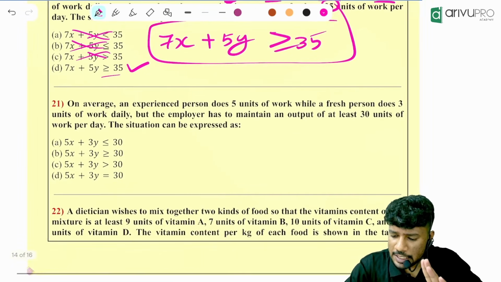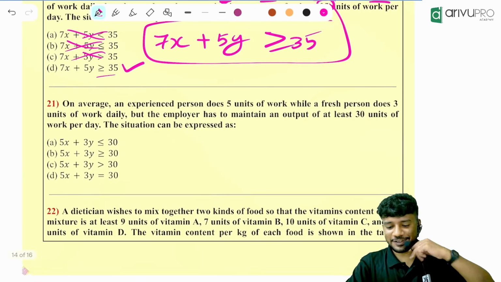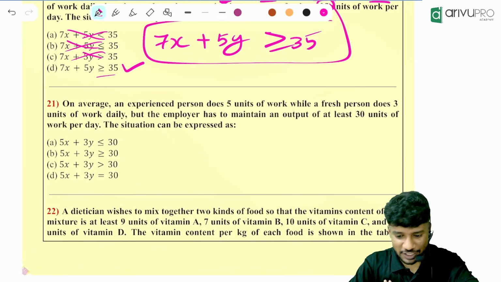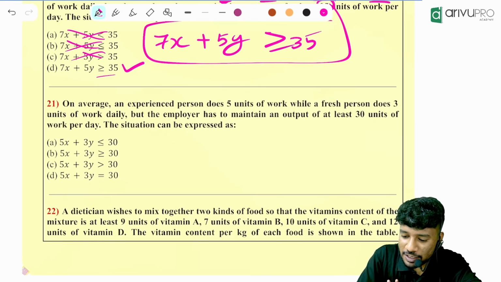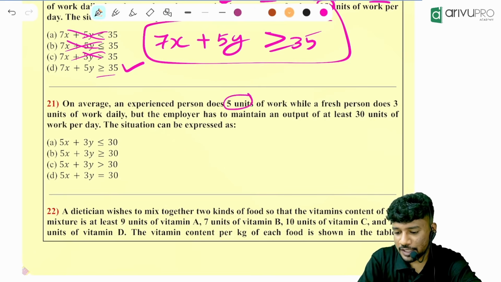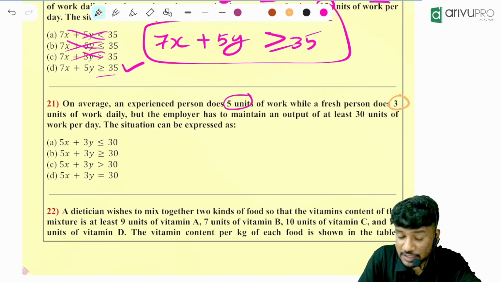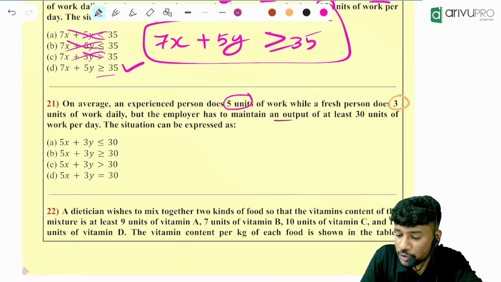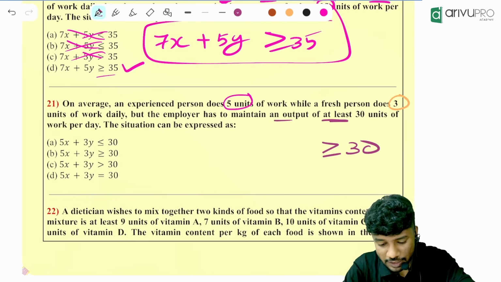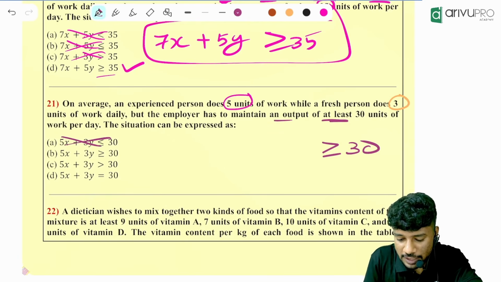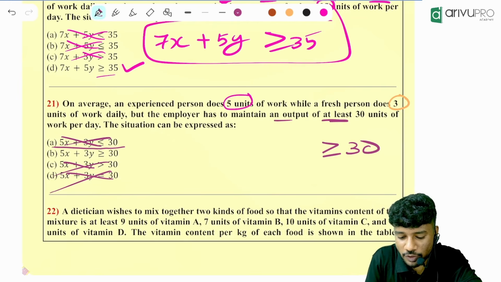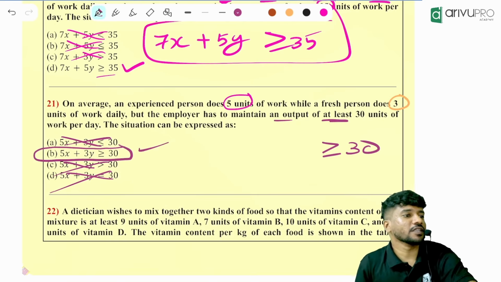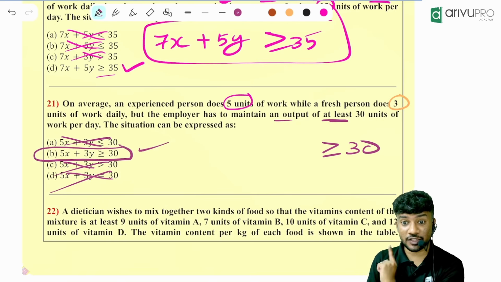Option B. Right away got it. Look here. On average, an experienced person does 5 units of work, while a fresh person does how many? 3 units of work. But the employer has to maintain an output of at least, and at least means greater than or equal to, 30. Correct? Looking at that, option A is wrong. Then option C is wrong. Option D is wrong. What is the only possible answer? Option B is the answer. Directly we went for the answer without even writing anything.